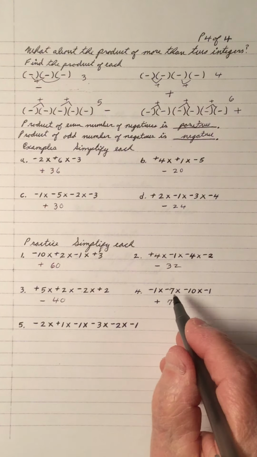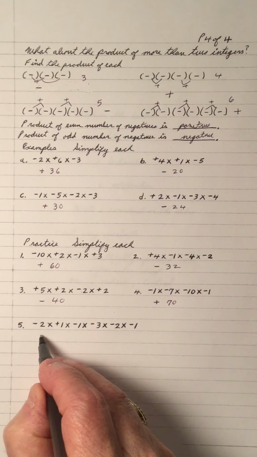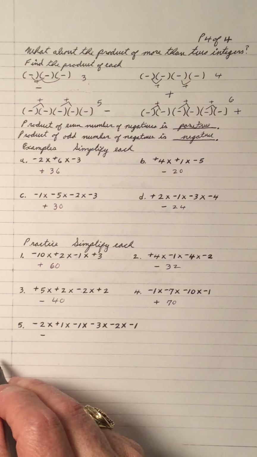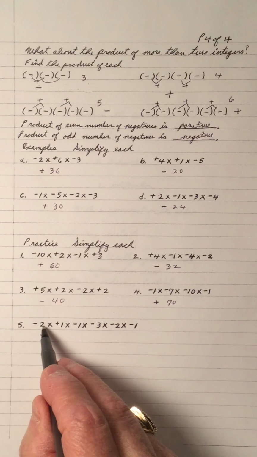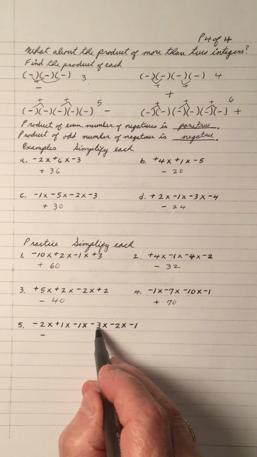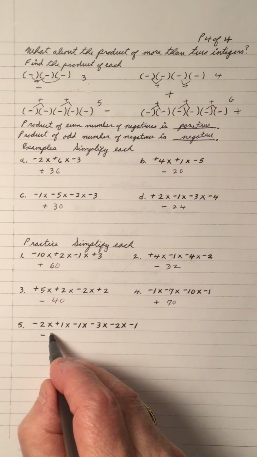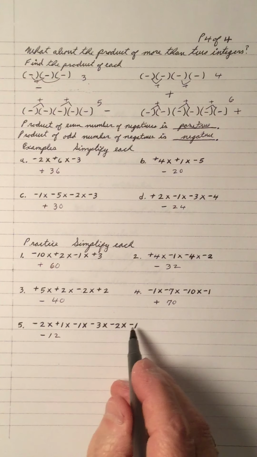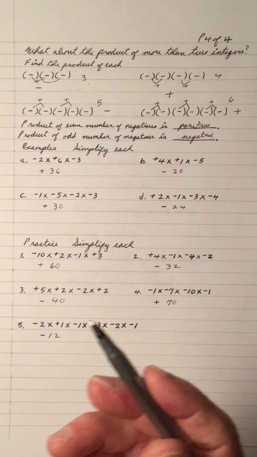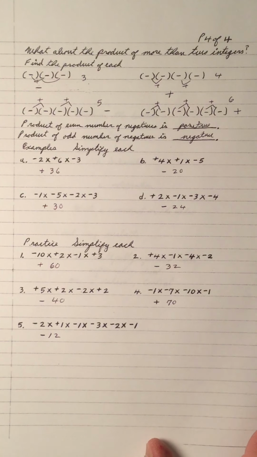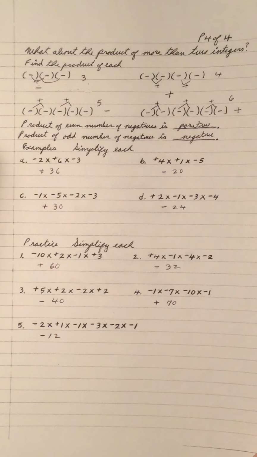1, 2, 3, 4, 5. 5 negatives, that's odd. So I'm going to get a negative answer. So don't have to multiply by 1s. 2 times 3 is 6 times 2 is 12. Don't have to multiply by 1s because 2 times 1 is 2. Anyway, that's a review of multiplication of integers.